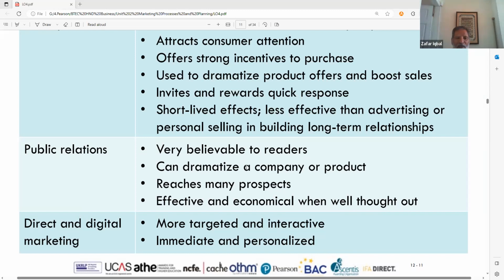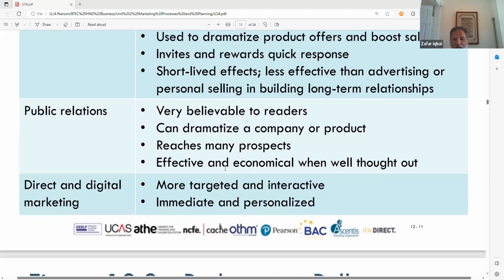Like we have a public relations campaign, and it reaches people when they can look at it and see the company and product as a good and economical way of thinking of this product.